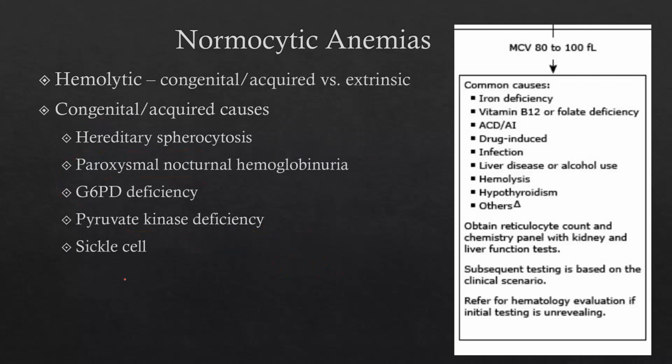Let's talk about the hemolytic anemias. Now, I like to break them up into the congenital or acquired, really, defects versus some other cause, the extrinsic causes. So the congenital acquired causes are things like hereditary spherocytosis, paroxysmal nocturnal hemoglobinuria. These two are a little more rare, but they do show up on boards a lot. They love to test those.